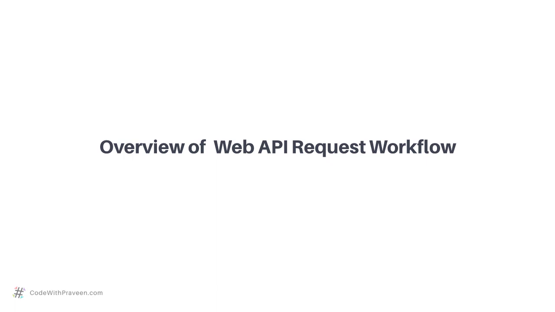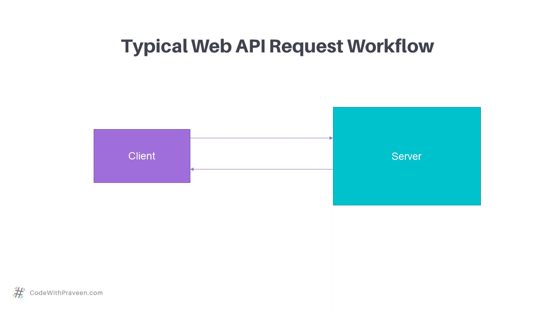In this first topic, you'll get an overview of the workflow of a typical Web API request. This simple diagram shows the typical client and server's HTTP communication. We have a client that is sending a request to the server. The server processes the request and then sends a response to the client. This is a very simple flow.